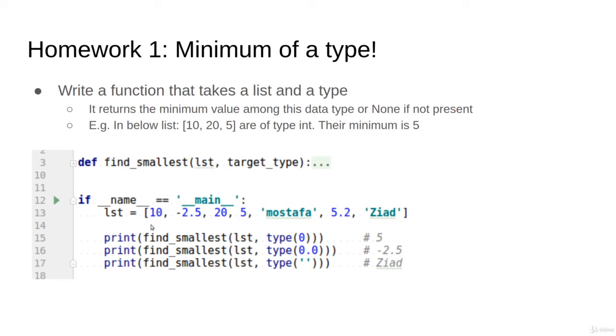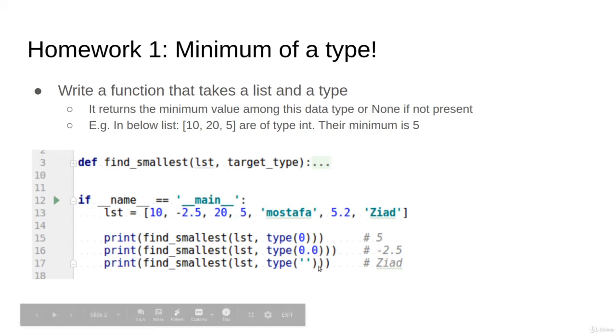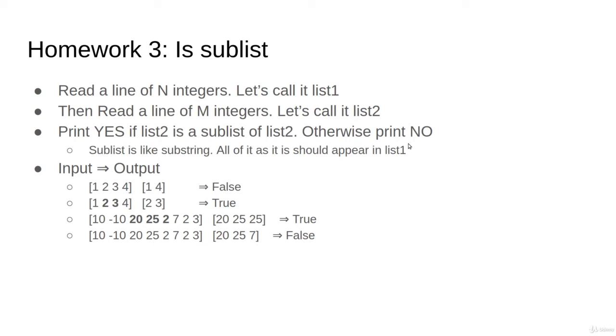Now, which values here are of type integer? 10, 20, and 5. What is the minimum among them? 5. 0.0 is float, so we have minus 2.5 and 5.2. The minimum is minus 2.5. Type of single quotes is a string, so the minimum of Mustafa and Ziad will be Ziad because the Z capital letter comes first. That's all. This is a simple exercise.